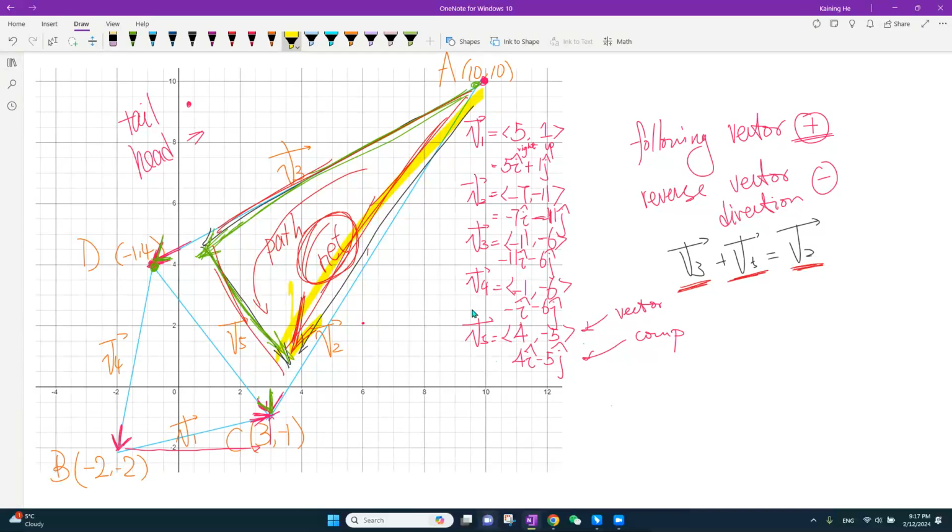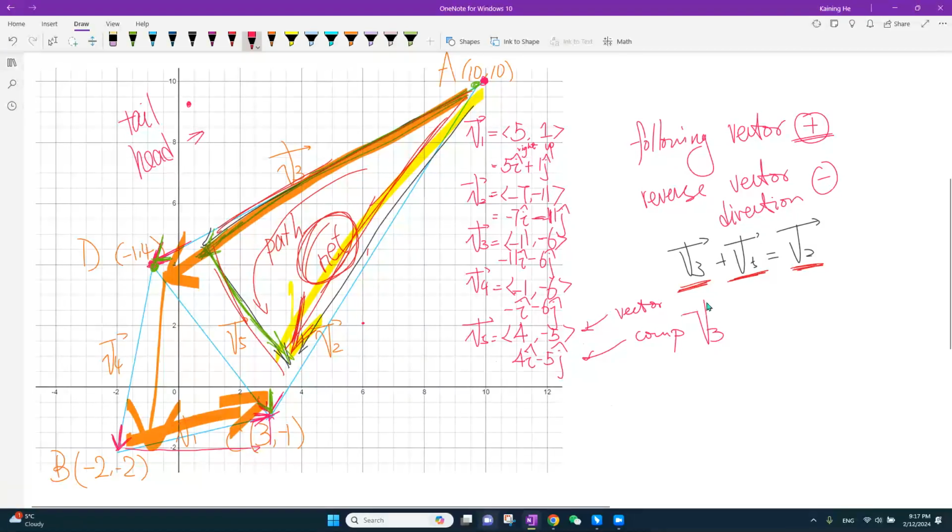Now let's take a look at another path. Some other path right here will also end up with the same exact beginning and end. I can go from A to D, and then D to B, and then B to C. This is exactly the same thing. I have vector number 3, added on to vector number 4, and then also added on to vector number 1, which will also give me vector number 2.